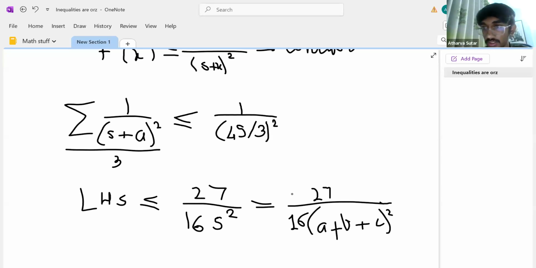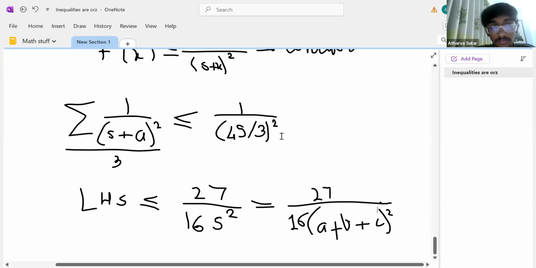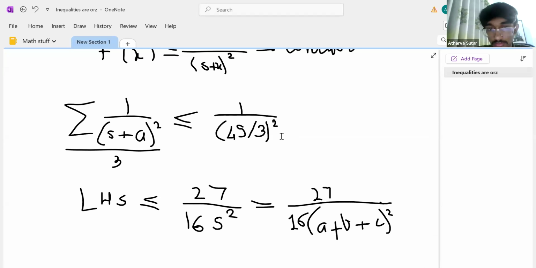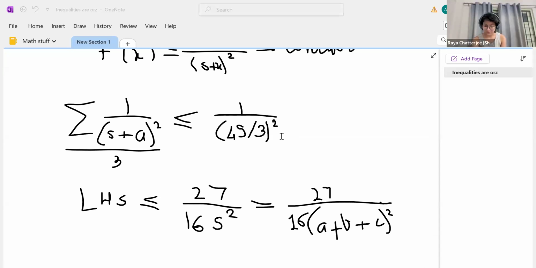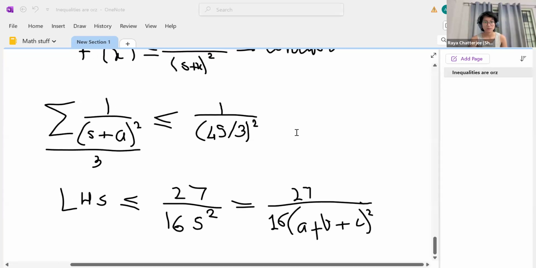Sorry, can you repeat? Your voice is very low. Or you can type in the chat. I think 2S is equal to A plus 1 by A plus B plus 1 by B plus C plus 1 by C, that is greater than or equal to 6. So S is greater than or equal to 3. So the whole thing is less than or equal to 27 by 16 times 9.